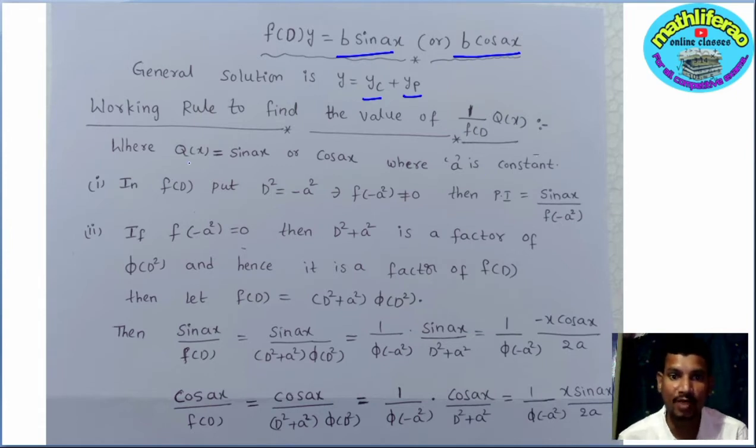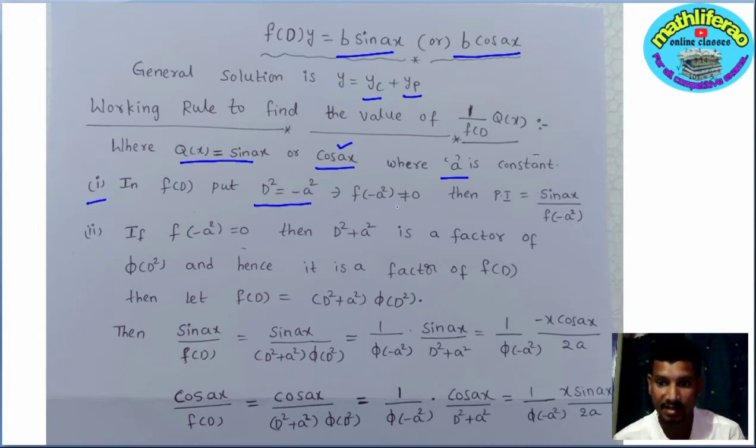So here Q(x) is sin ax or cos ax, where a is a constant. In the first case, in f(D), put the value D square equal to minus a square. D square is replaced by minus a square. If f(-a square) is not equal to 0, then the particular integral is sin ax by f(-a square). This is the particular integral when we put D square equal to minus a square. Here f(-a square) is not equal to 0. This is the first case.